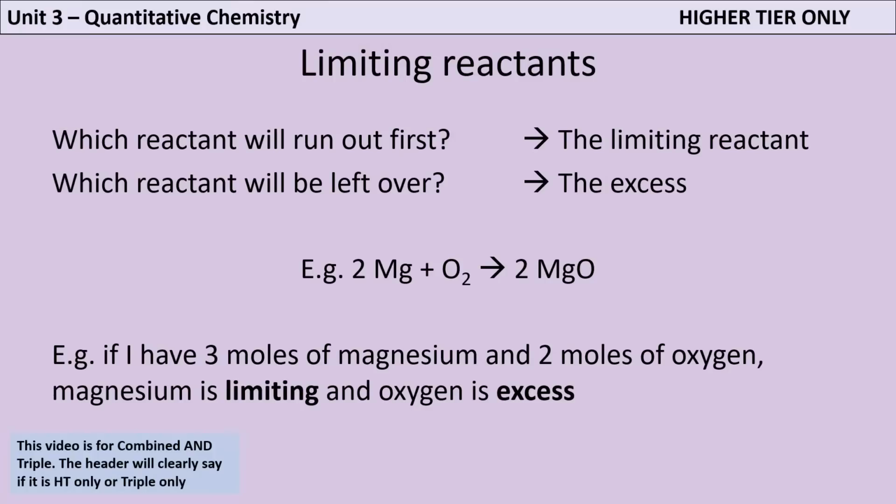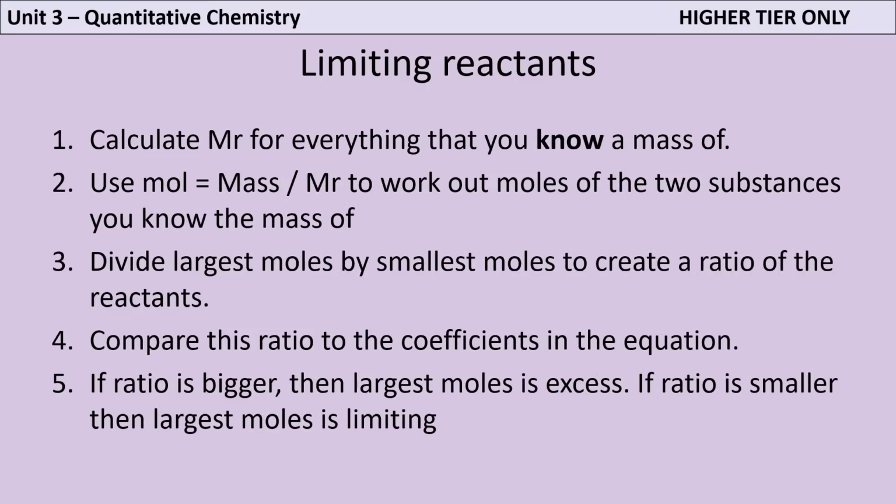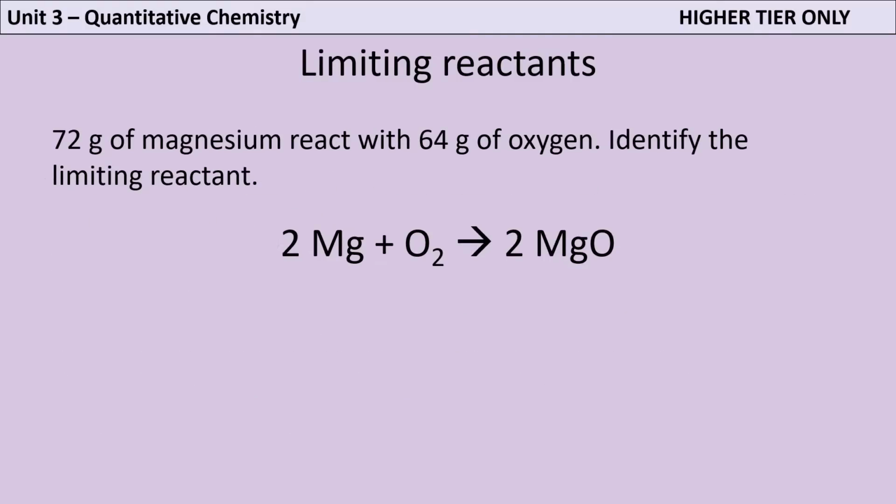But then it's a little bit complicated knowing which one is limiting because you don't necessarily need the same amount of them as each other. So you need to be looking at your symbol equation to figure out how to do this. So here's what we're going to do. First up, we're going to calculate the Mr for everything that we know the mass of. Then we're going to work out the moles. Then we're going to divide those 2 moles by each other to make a ratio. And then we're going to compare that to the coefficients in the equation.